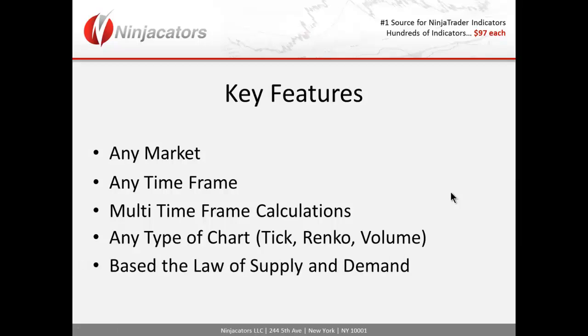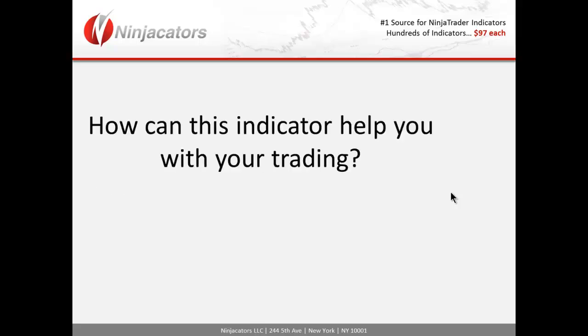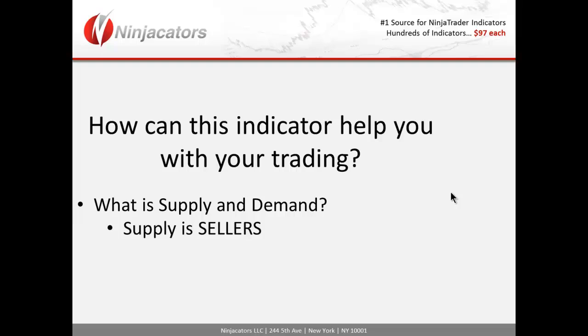It's based on the laws of supply and demand. It's inherently programmed into this indicator, the laws of supply and demand. So how can this indicator help you with your trading? Well, first you have to define what is supply and demand. Supply is sellers and demand is buyers. And without these two pieces, a market will not function. This is the core of every single market. It doesn't matter whether it's used cars, corn, currency, or a stock. It does not matter. It has to have these components. It has to have sellers and it has to have buyers. So it must have supply and it must have demand.